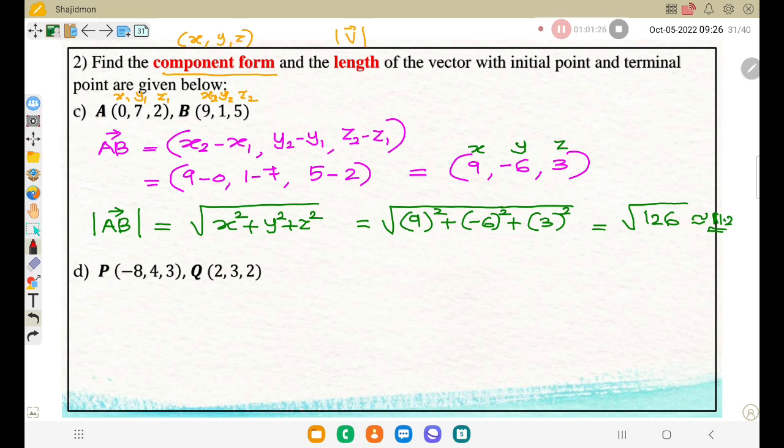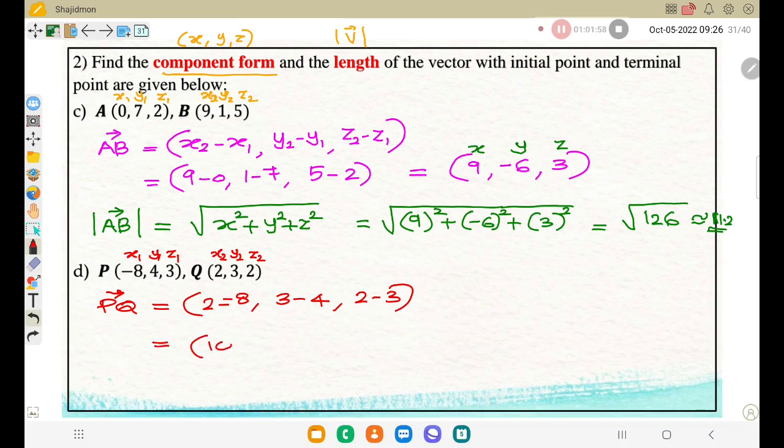PQ. P is given, Q is given. So in P, x1 is minus 8, y1 is 4, z1 is 3, x2 is 2, y2 is 3, z2 is 2. So we need to calculate vector PQ equals x2 minus x1, 2 minus minus 8, y2 minus y1, 3 minus 4, z2 minus z1, 2 minus 3. The rule is the same as before. So 2 plus 8 means 10. 3 minus 4 means minus 1. 2 minus 3 means minus 1.